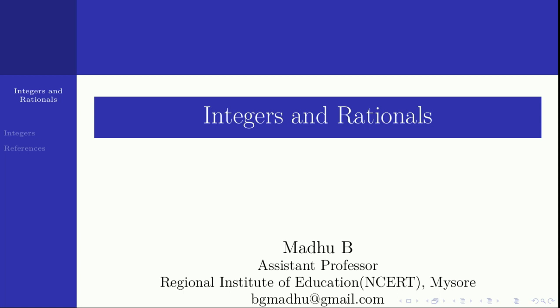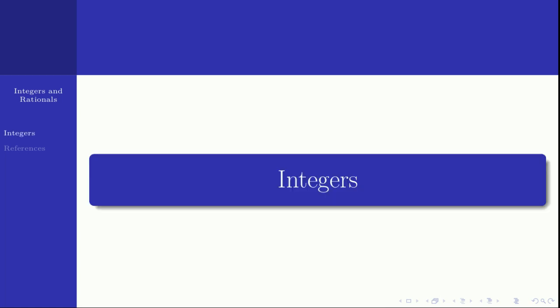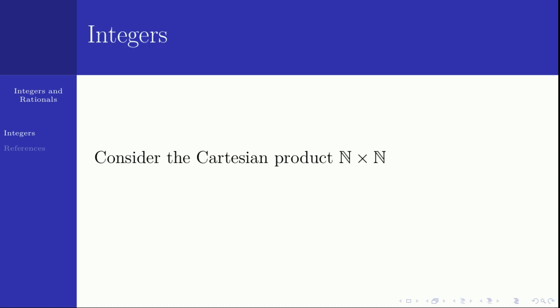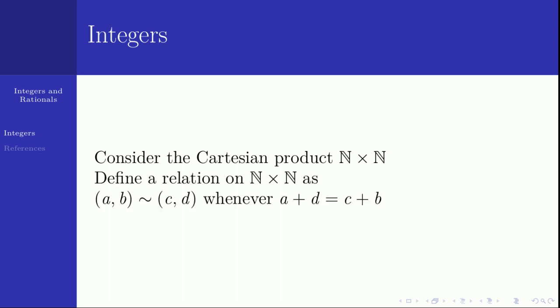We know what a natural number is, and we are familiar with addition and multiplication of natural numbers. Now consider the set of natural numbers. From that we are going to construct the set of integers. Consider the Cartesian product N cross N. The elements of N cross N are ordered pairs (A, B), where A and B are natural numbers.